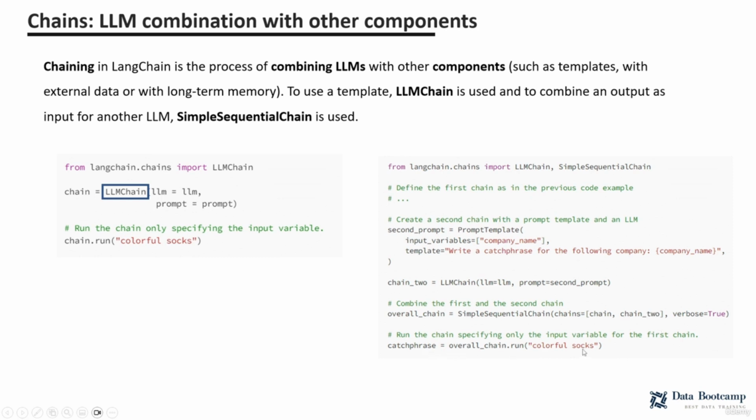We can directly execute both commands related to a single call with the run command. We pass colorful socks, which is the company name, and it will return the result of the chaining of both commands.